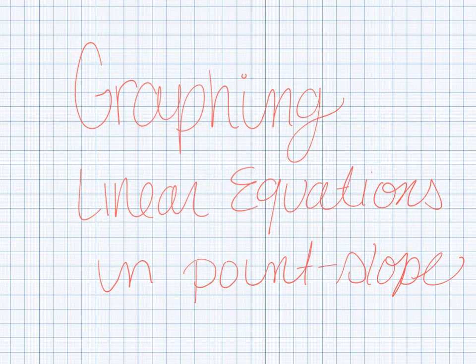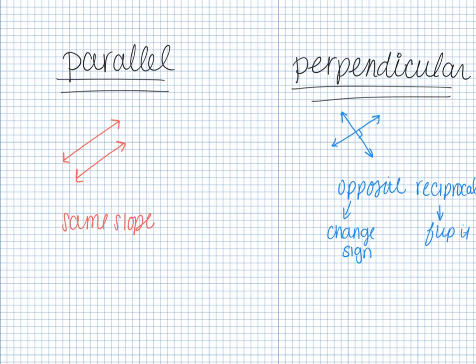So in this video, we're going to be graphing linear equations in point-slope form. So the two distinctions you need to make before you can continue this section is parallel versus perpendicular. Parallel lines never intersect. They're two lines that go at the same rate in the same direction. So they never cross, never intersect.